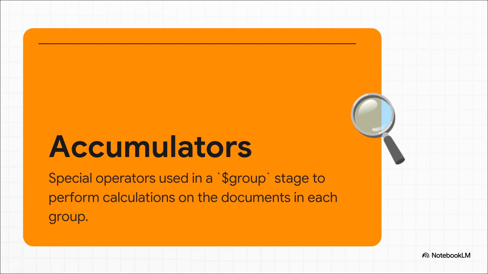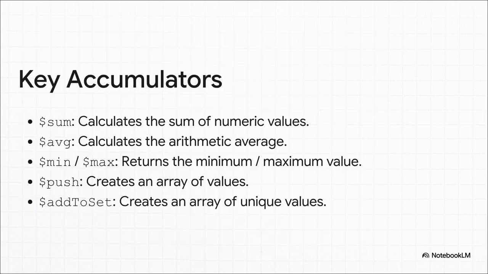They're what let you perform calculations on the documents inside each group, things like summing up numbers, calculating an average, and so on. And there are a handful of these that you'll use all the time. $sum and $avg for adding things up and finding the average are the most common. $min and $max are great for finding the smallest or largest value in a group. And then you have cool ones like $push, which actually takes values from all the documents in a group and puts them into a new array.